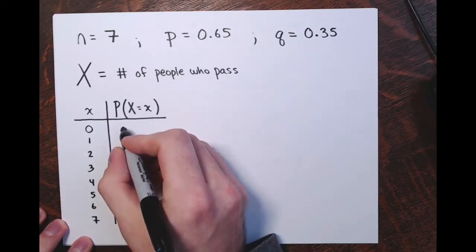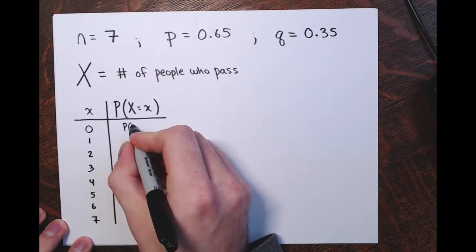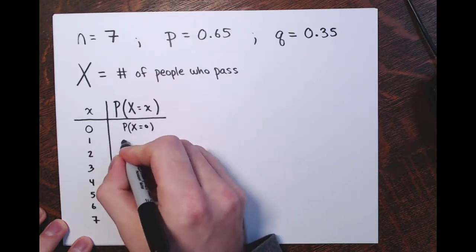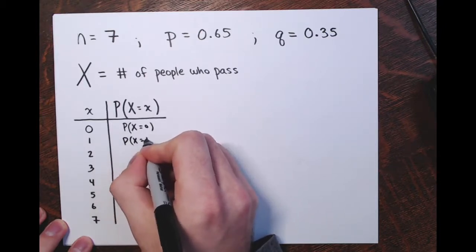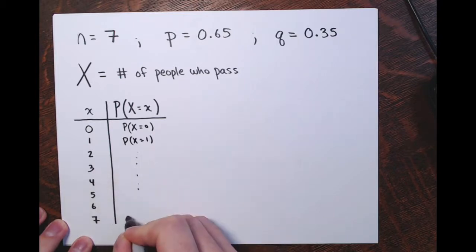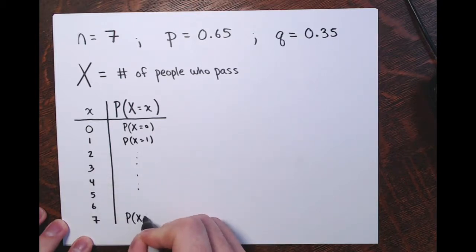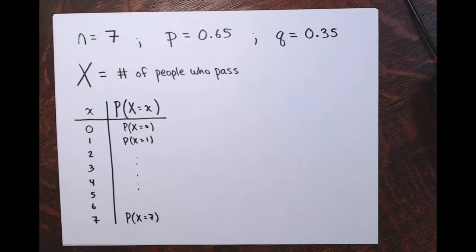Right? And then you have the probabilities, right? The probability that x equals 0 and the probability that x equals 1 and so on, right? All the way to what's the probability that all 7 of them pass, right? And you could fill in a chart like this if you wanted to. Right? It would take a while, but you could do it.